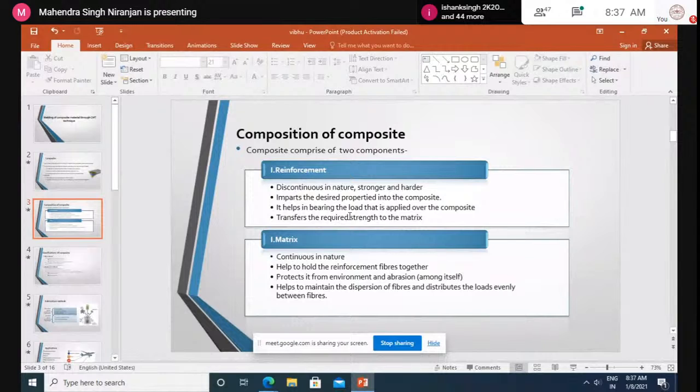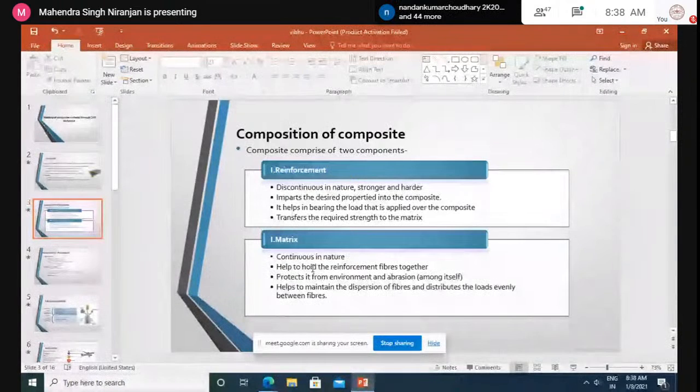It helps in bearing the load. So there is load bearing capacity for the load applied over the composite. It transfers the required strength to the matrix. So what is a continuous matrix?